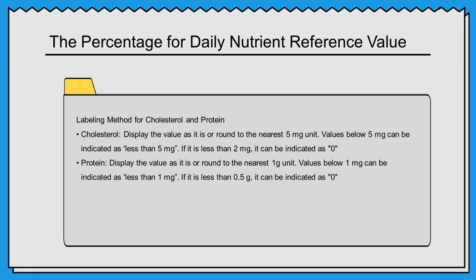The labeling unit and method for cholesterol and protein are described. The cholesterol can be displayed as the actual value or rounded to the nearest 5 mg increment. If the cholesterol content is less than 5 mg, it can be indicated as less than 5 mg. For protein, it can be displayed as the actual value or rounded to the nearest 1 gram increment. If the protein content is less than 1 gram, it can be indicated as less than 1 gram.